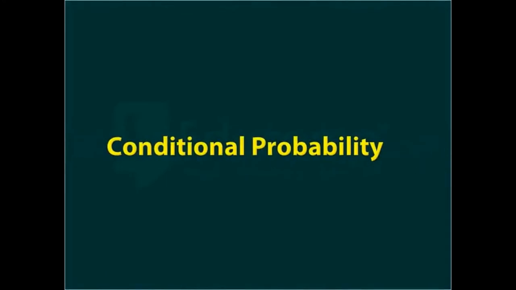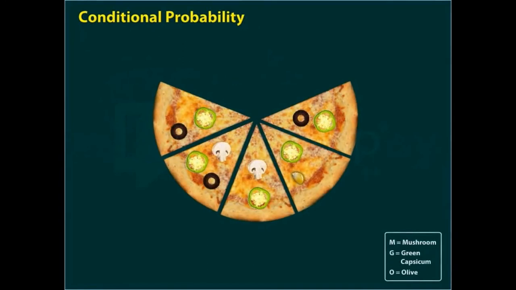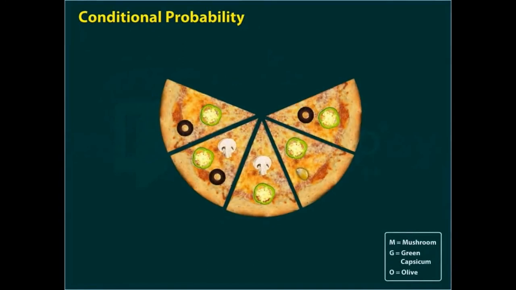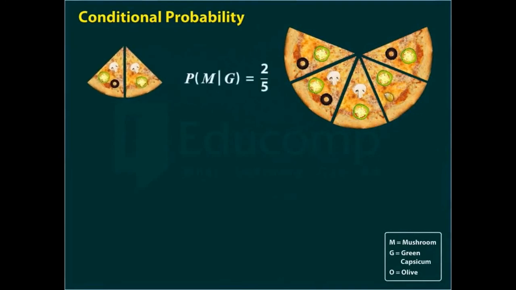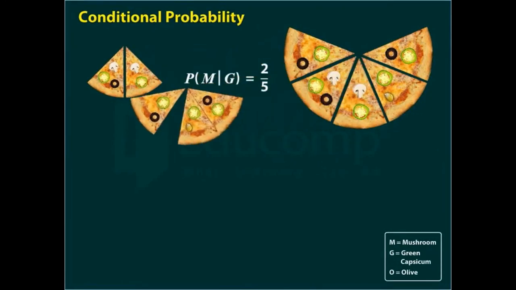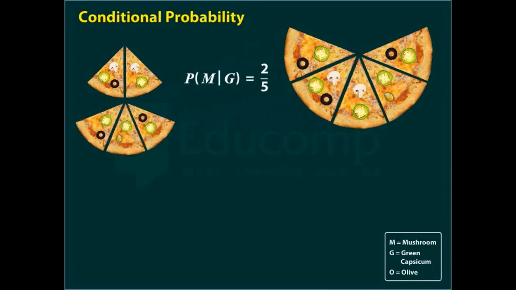Next, we will discuss the third property of conditional probability. The probability of slice with mushroom provided that the slice is with green capsicum is 2 by 5. The probability of slice with no mushrooms provided that the slice is with green capsicum equals 1 minus the probability of slice with mushroom provided that the slice is with green capsicum. This results in 1 minus 2 by 5 equals 3 by 5.